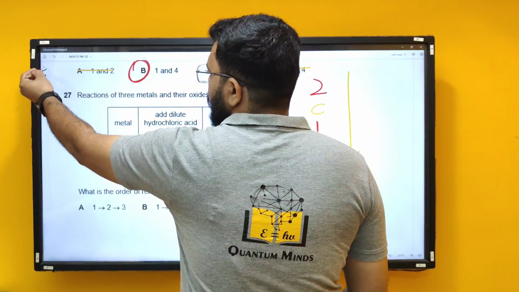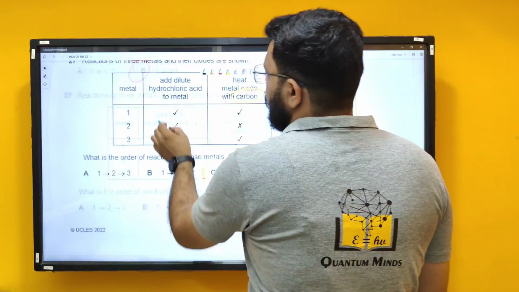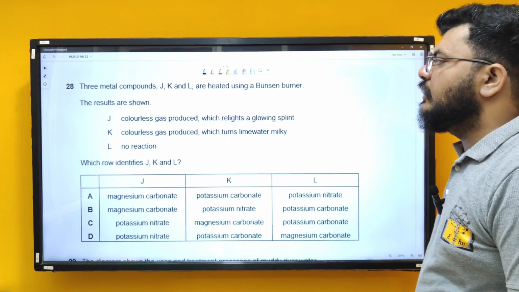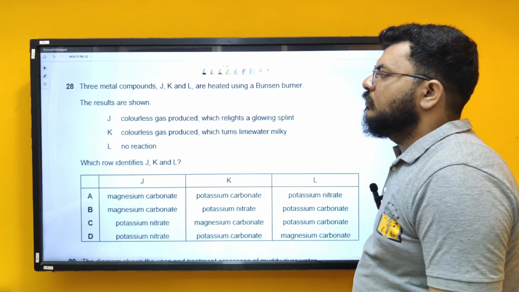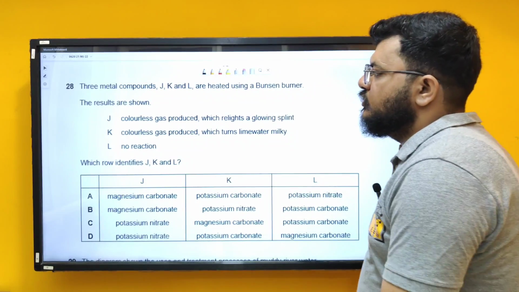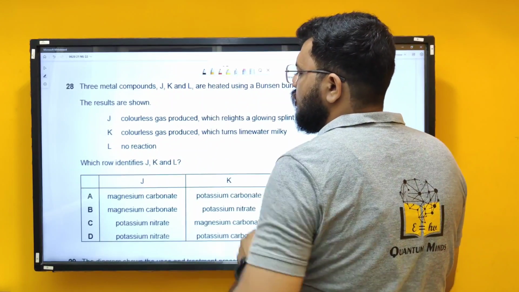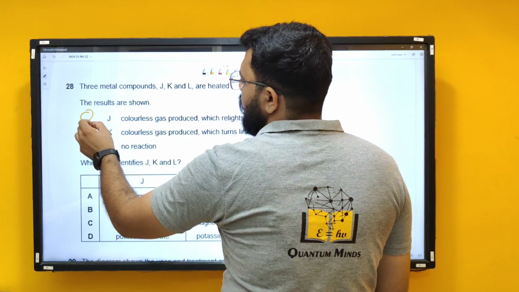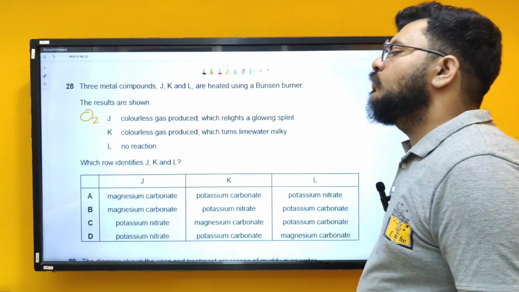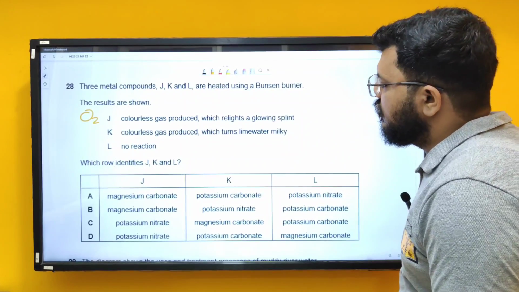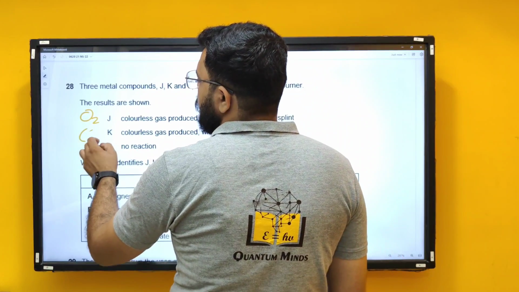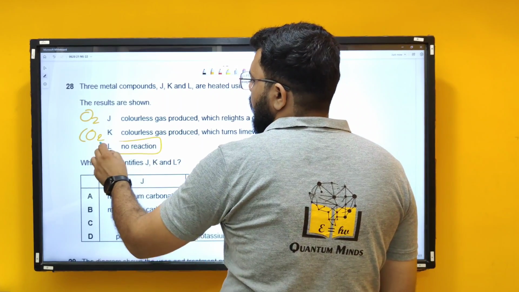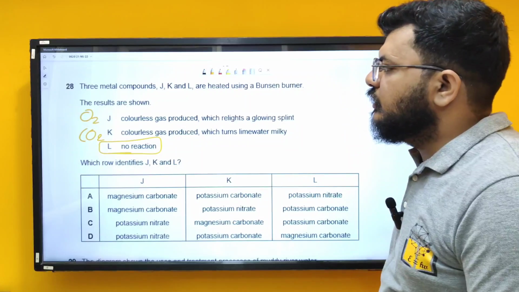Let's find question number 28. We have three metal compounds J, K and L heated using a Bunsen burner. The results are shown. J: colorless gas produced which relights a glowing splint. So J must be oxygen, O2. K: colorless gas produced which turns lime water milky. So it has to be CO2. And L has no reaction. Okay, so we'll have to find out which does not react.